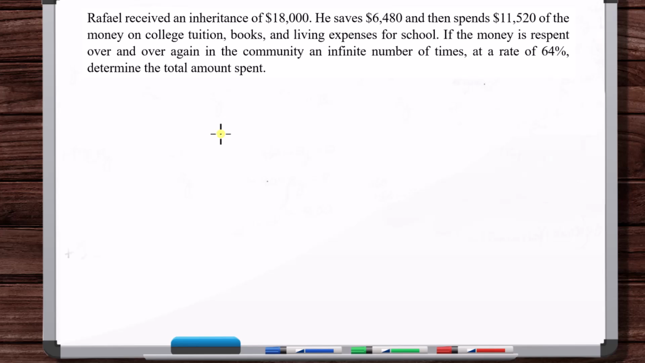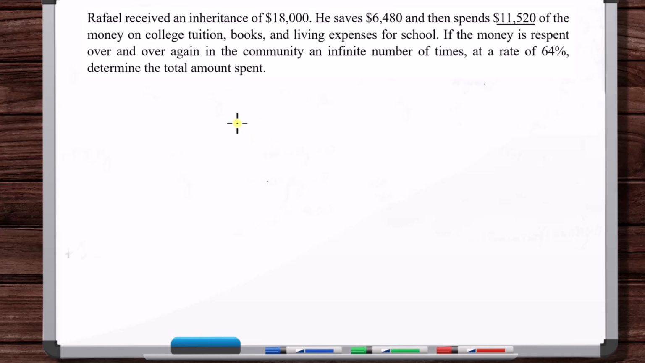But what it's saying, if you read it carefully, is that he gets an inheritance, and then he spends this, and all that goes into the community. Like, if you're tracking those dollars, they're saying that all that $11,520 is respent over and over again, but only 64% of it each time. Like, he spends $11,520, and then 64% of that is spent by the community, and then 64% of what was spent that second time is spent again, and that happens an infinite number of times. So determine the total amount spent.